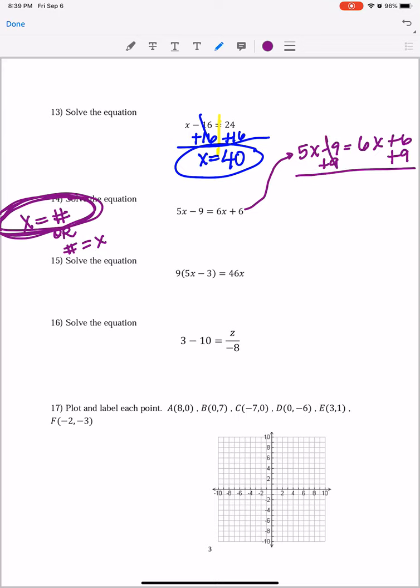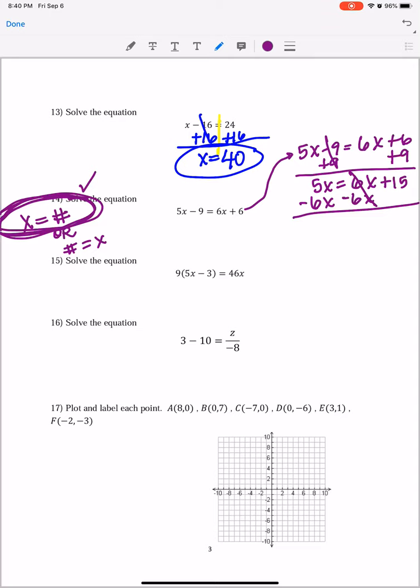My 9's cancel, and I get 5x equals 6x. 6 plus 9 gives me a positive 15. The other one gave me a negative 15. So now I have my number over here, so now I need to get my variable over here. The opposite of a positive 6x is a negative 6x, so we're going to subtract 6x over.